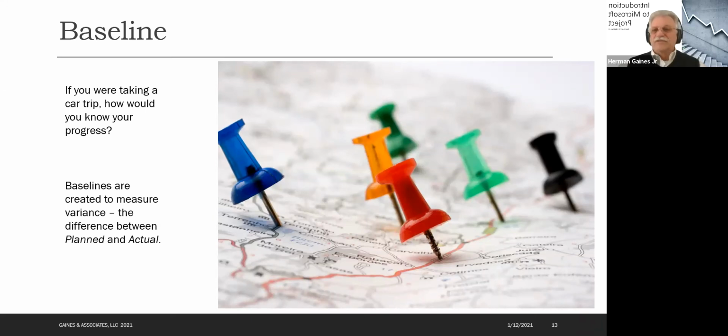When we get into Kansas, we're going from Denver to Kansas City, driving across. It's an all-day trip here, and where should we be? What can we see? We get out a map. A baseline is simply a map. It says, here's what you plan to accomplish. Now, once I've figured out what I plan to accomplish, then I go do real work, and I can compare how I am doing to how I thought I would be doing. Baselines are created to measure variance, the difference between planned and actual.